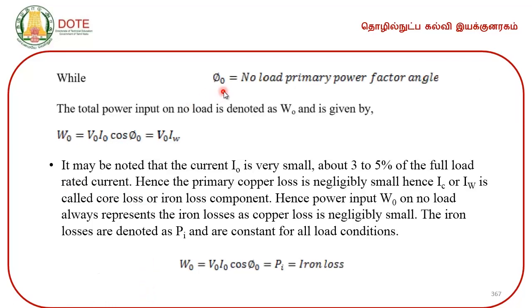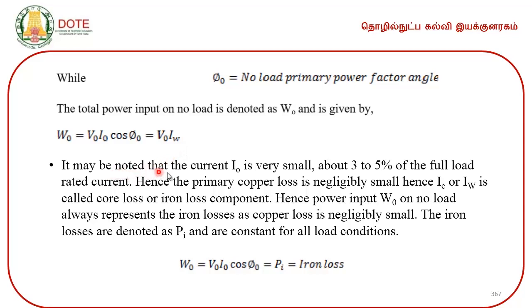While phi 0 is the no load primary power factor angle, the total power input on no load is denoted as W 0 and is given by W 0 is equal to V 0 I 0 cos phi 0, which is equal to V 0 I w.